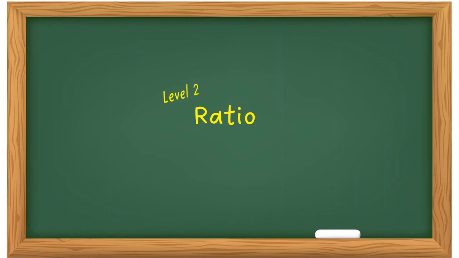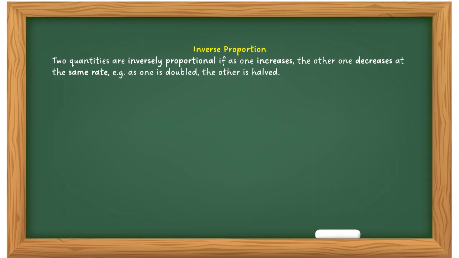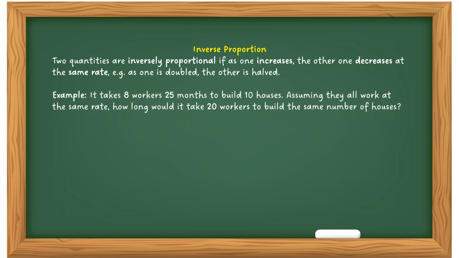Move up to level 2 and we'll talk about inverse proportion. Inverse proportion. 2 quantities are inversely proportional if one increases, the other one decreases at the same rate. So for example, as one is doubled, the other is halved. Now it takes 8 workers 25 months to build 10 houses. Assuming they all work at the same rate, how long does it take 20 workers to build the same number of houses?